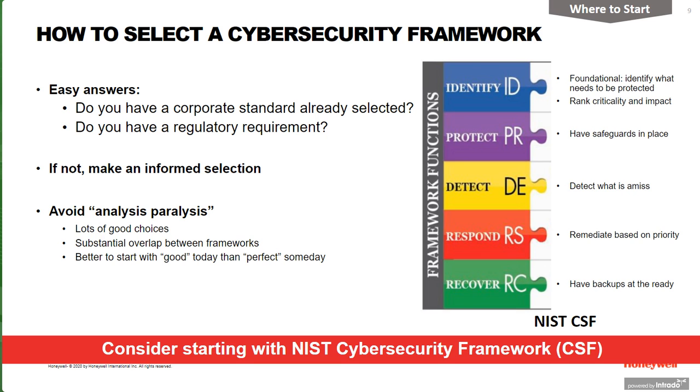And on the right-hand side, you see I have the 5 big steps of the NIST framework. The first step being the identify, which is the foundational element. You need to identify what needs to be protected, rank the criticality of those systems and the impact of those systems if they were to be compromised. Then you have the protect step, where you've identified them. You need to put in safeguards in place so that these systems are protected.